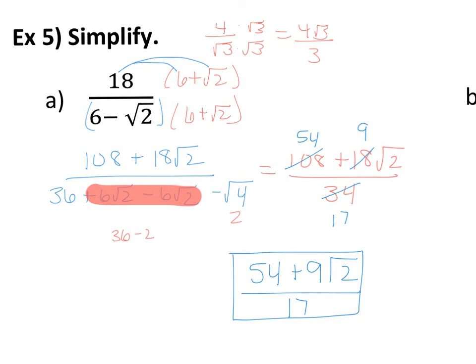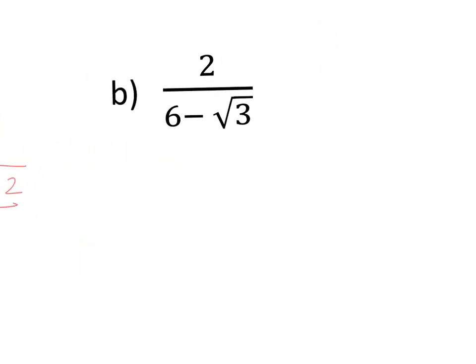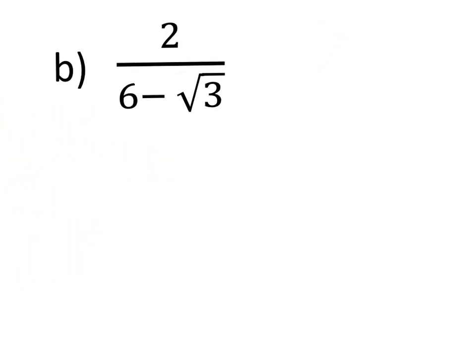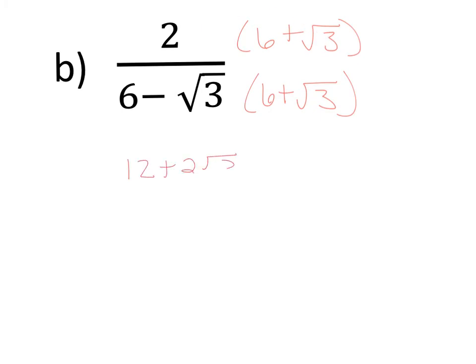Okay? All right, let's go to another example here. Okay, so again, you're going to multiply by the conjugate. So I'm going to multiply by 6 plus root 3 on top and bottom. Okay, and on the top, again, we're going to distribute that 2 to both parts. So I have got 12 plus 2 root 3.